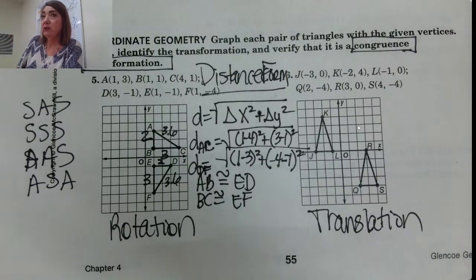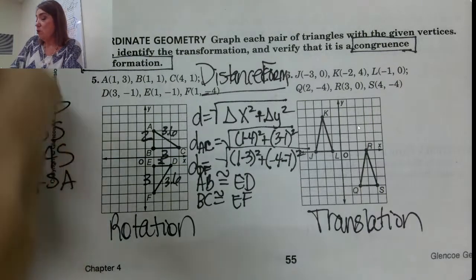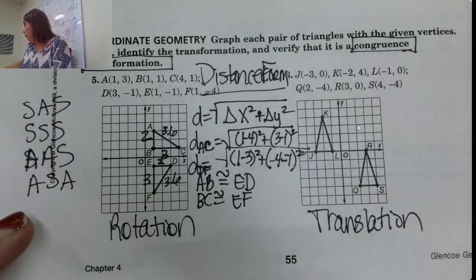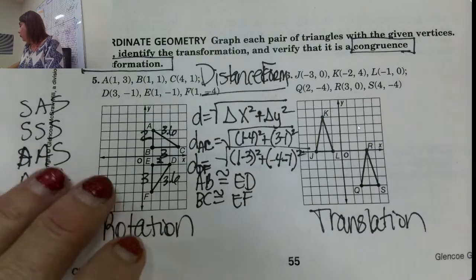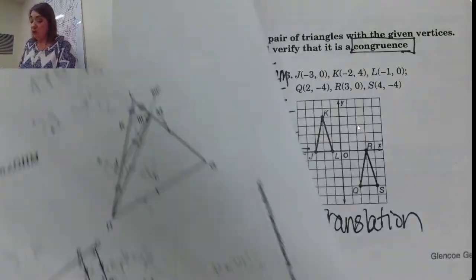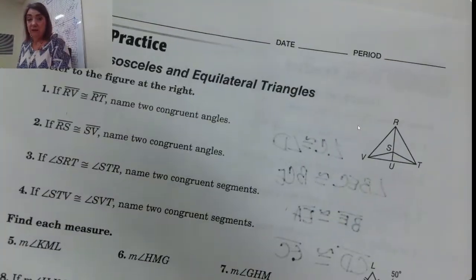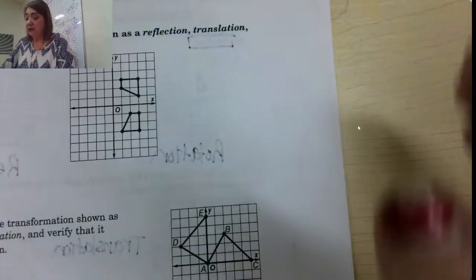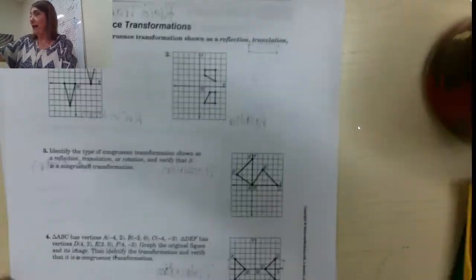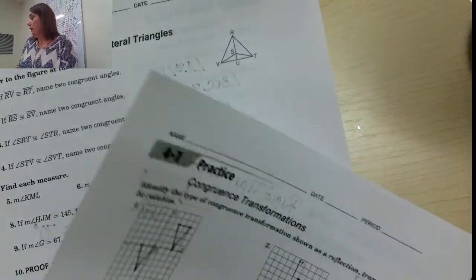Okay, so tomorrow you are going to do 4-6 and 4-7 practice. 4-6 practice looks like this, right? 4-7 practice looks like this. You're doing the back. And you're going to turn them in at the end of class tomorrow. I mean, you can start working on it if you want to.